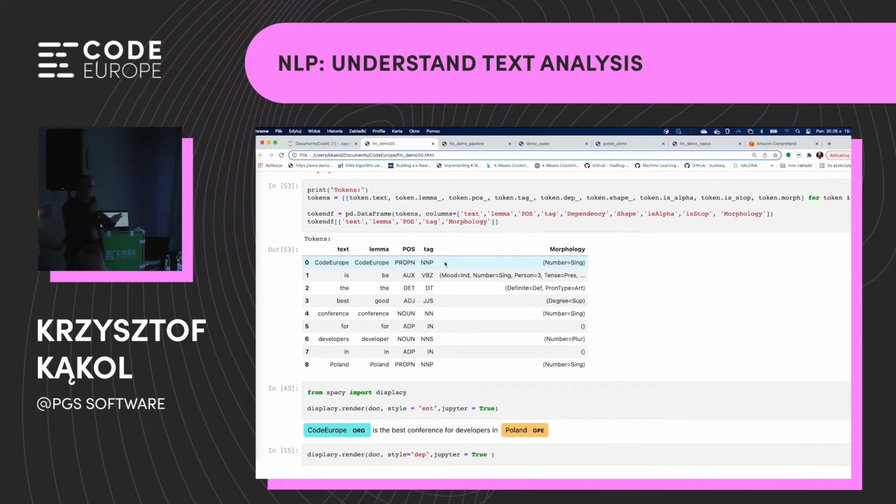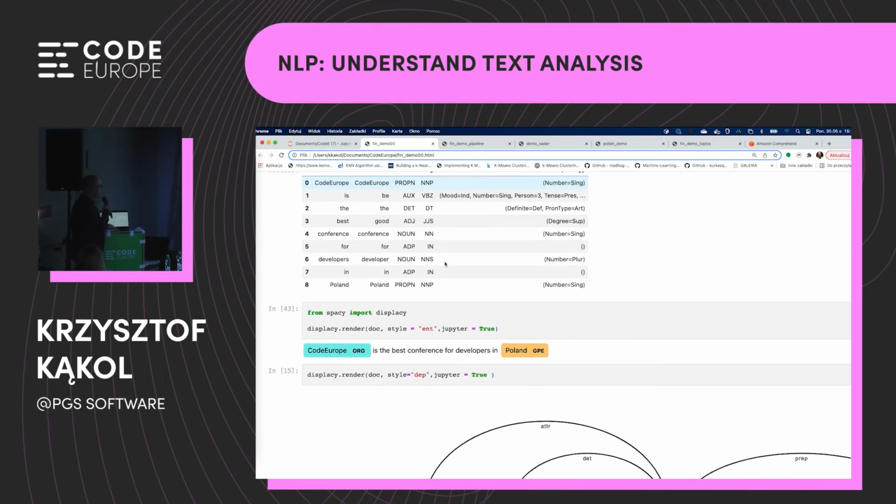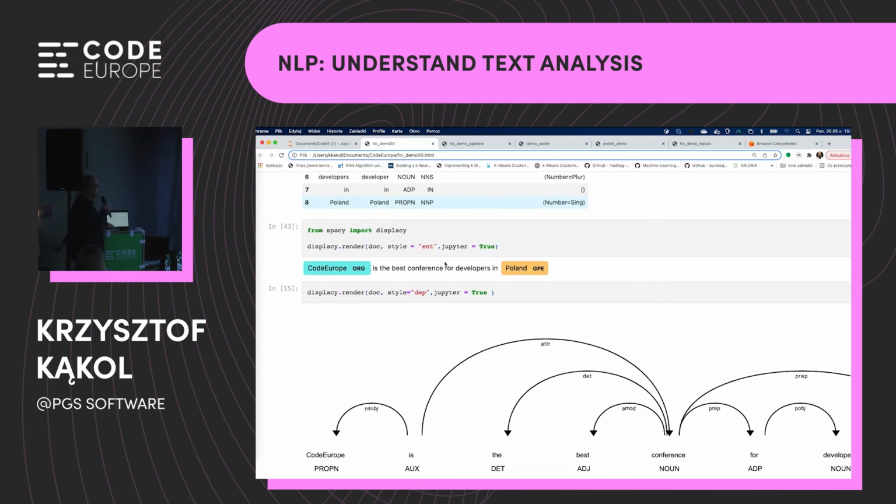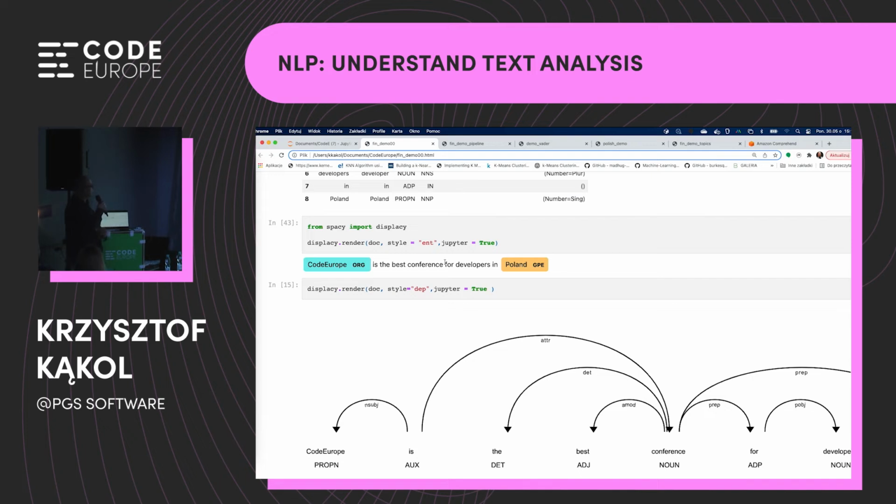You don't have to know anything more than that. And there are some super fancy libraries from Spacy which allow you to display or highlight the entities found, and also present the dependencies in the sentence. But this is just for a single sentence. Okay, so this is not very useful in real life.